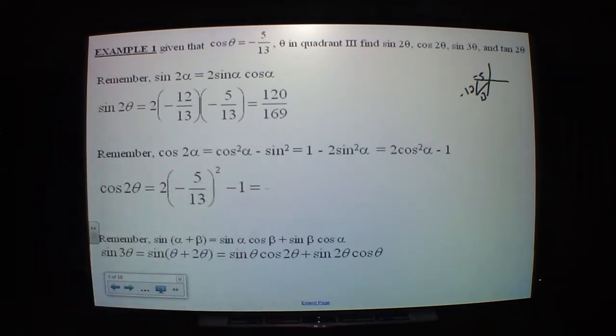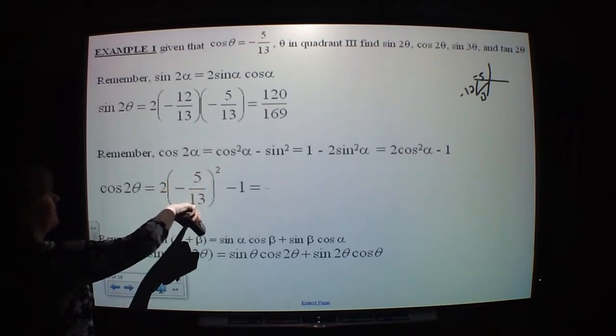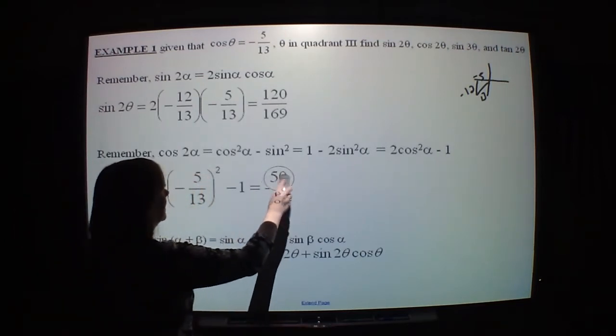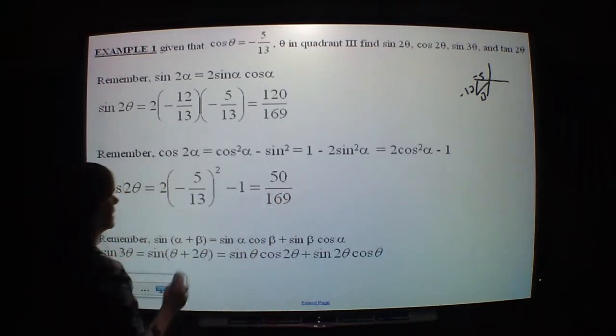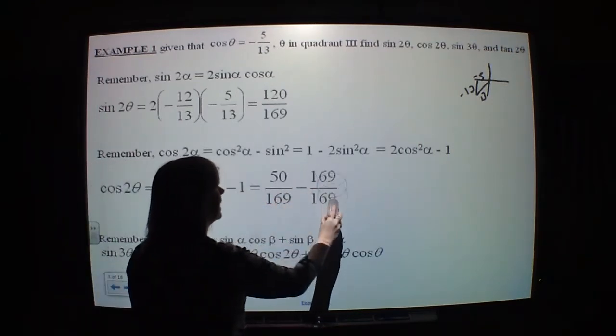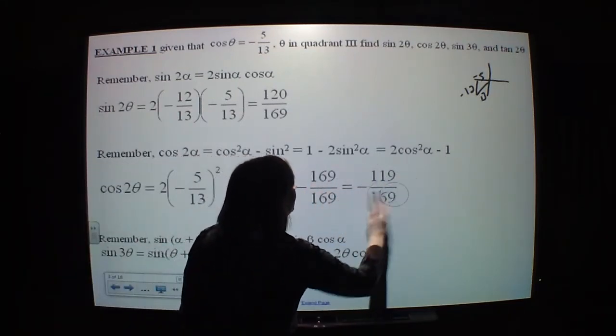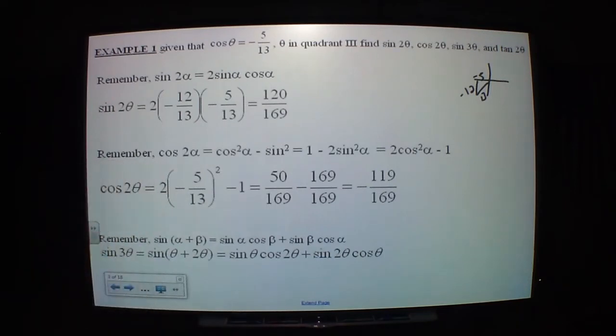So 2 times negative 5/13 quantity squared minus 1. 5/13 quantity squared is 25 over 169. Times 2 is 50 over 169. Minus 1, I can call 169 over 169. 50 minus 169 is negative 119 over 169. And so there's sine of 2 theta, cosine of 2 theta.